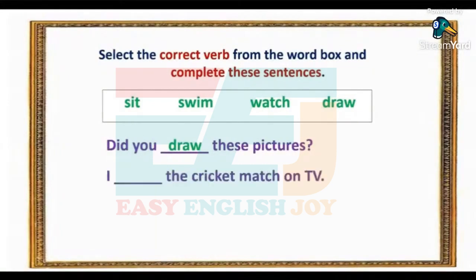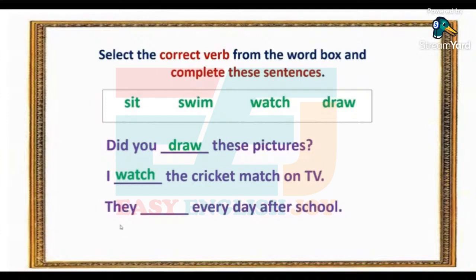Number 2. I blanked the cricket match on TV. Answer: it is watch. I watched the cricket match on TV. Number 3. They blank every day after school. Answer: it swim. They swim every day after school.